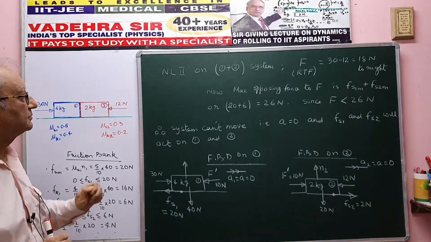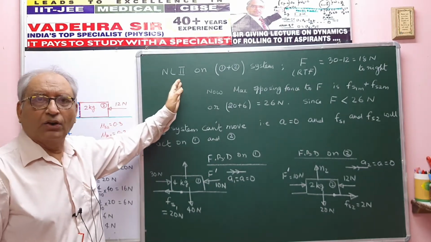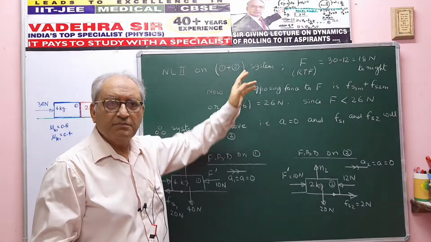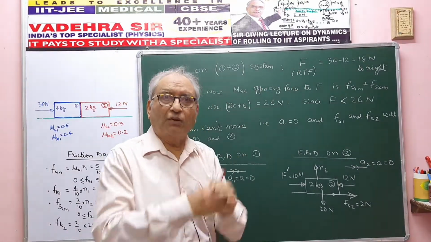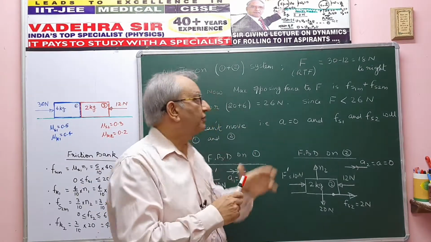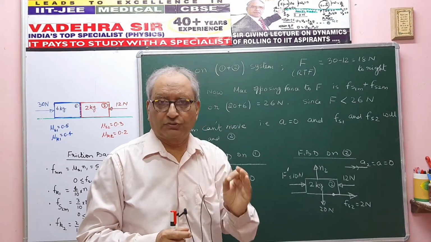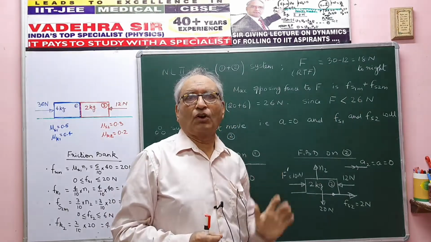Okay, now let us see. First of all, I apply Newton's second law on the whole system. That is 1 plus 2 as a system, that is a 6 kg system, and I find capital F. Now remember, for me, the capital F is RTF, the resultant tracting force, the net force responsible for traction of the system.